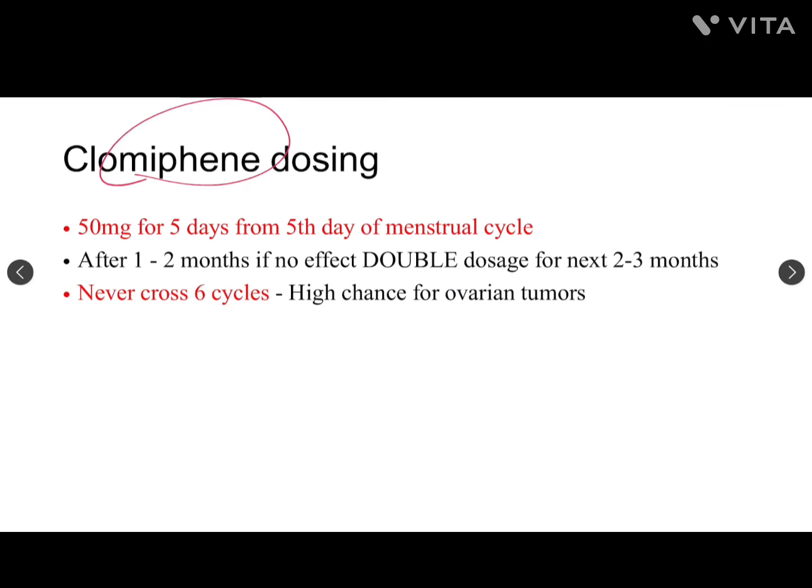Clomiphene dosing. We give 50 milligram clomiphene for 5 days starting from the 5th day of the menstrual cycle. This is how we dose it: 50 milligram per day, once daily, for 5 days starting from the 5th day of the menstrual cycle. For the first 1 to 2 months, this is the dose that we give. If no therapeutic effect is seen, then for the next 2 to 3 months, we can double the dose.